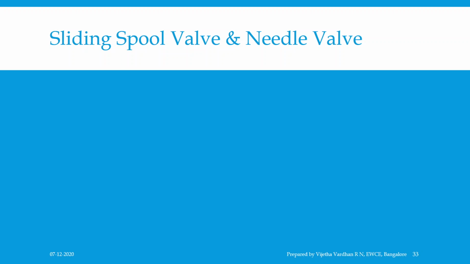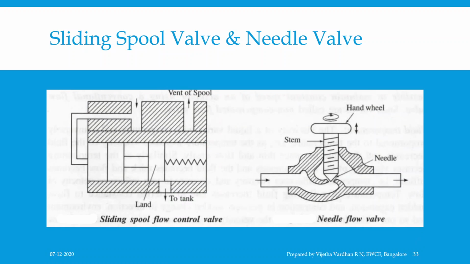Now let us discuss the sliding spool valve. Sliding spool valve, as the name indicates, has a sliding spool inside a cylindrical jacket which on sliding controls the flow by blocking the opening partially or completely. This often combines the flow and direction control and functions also as a direction control valve.